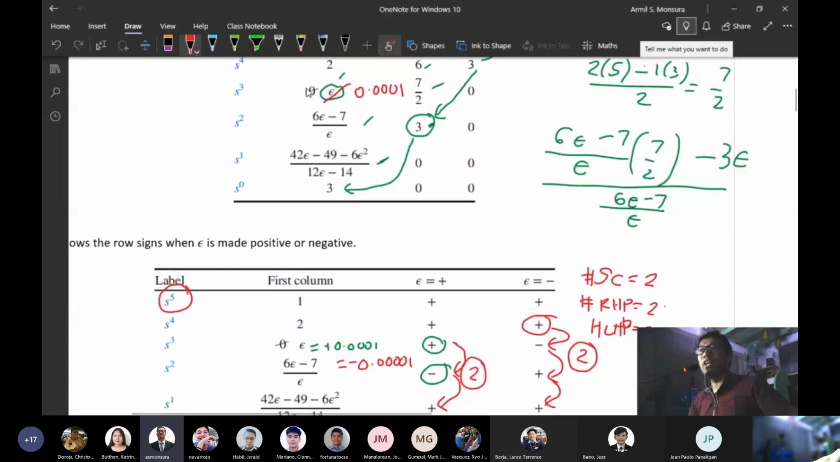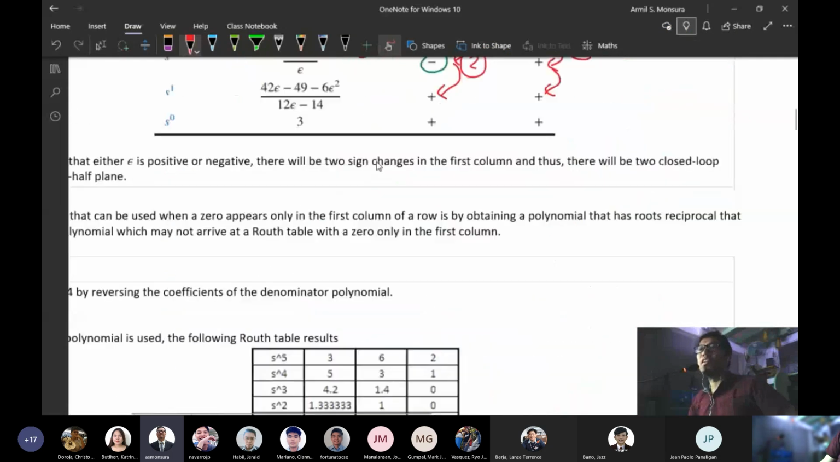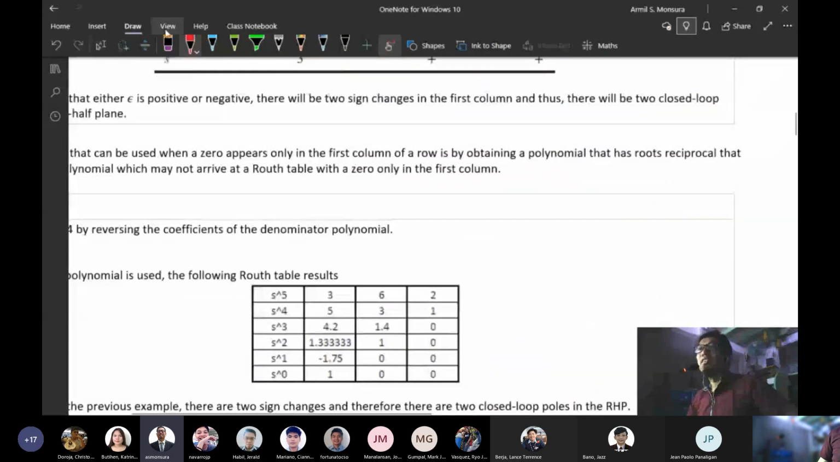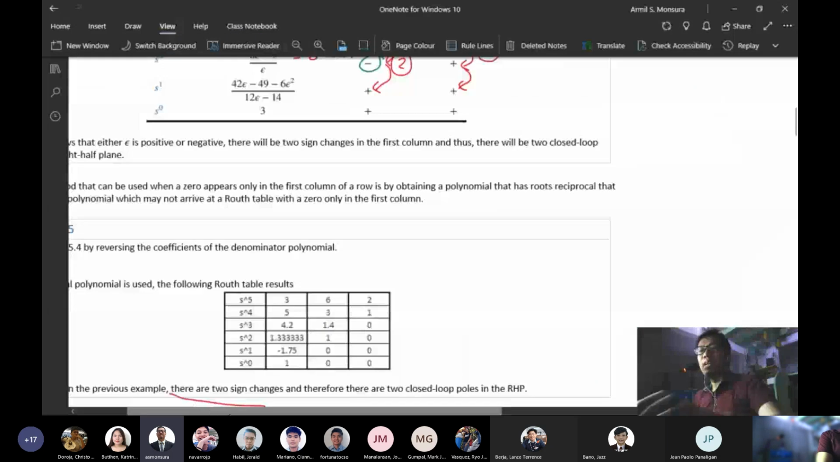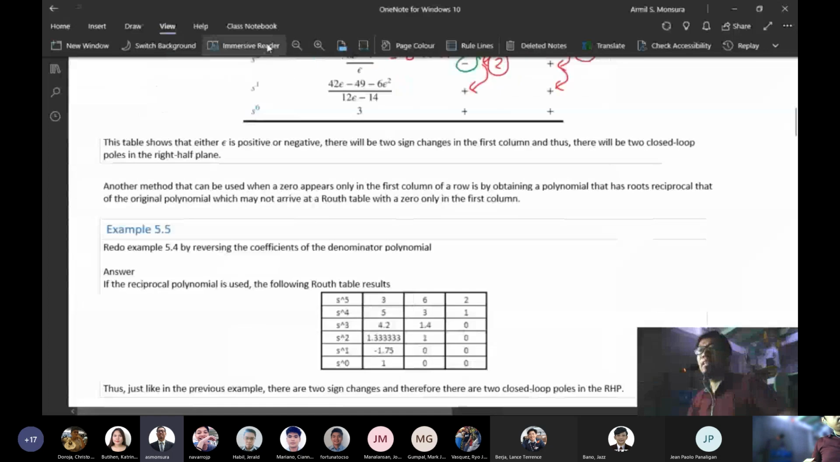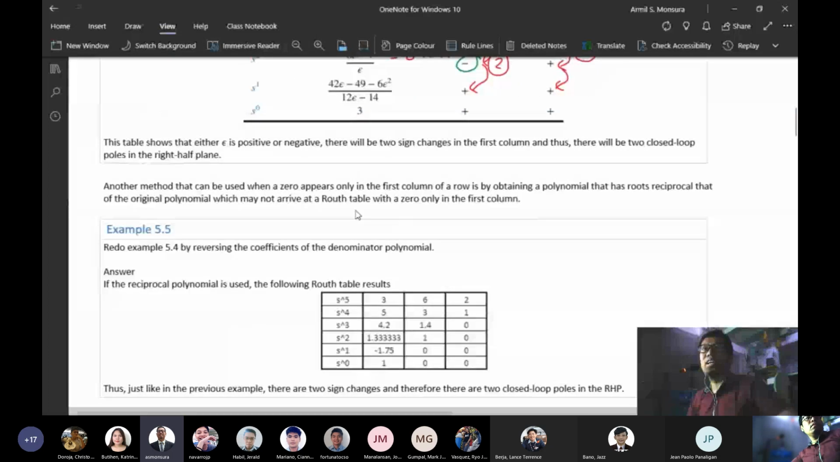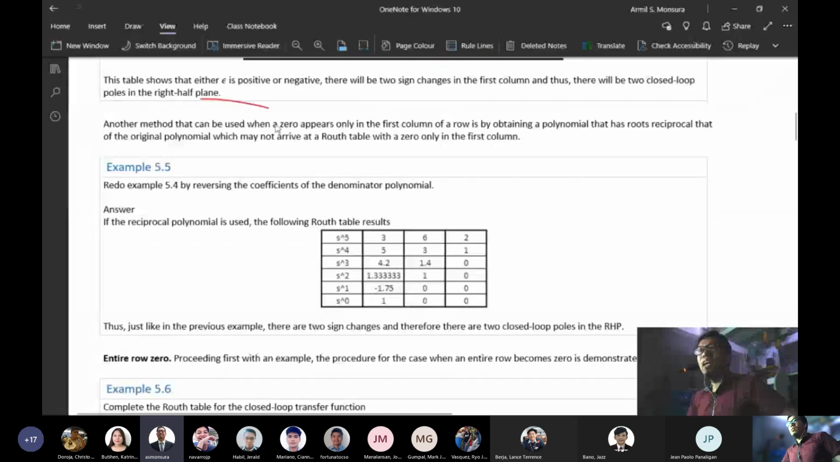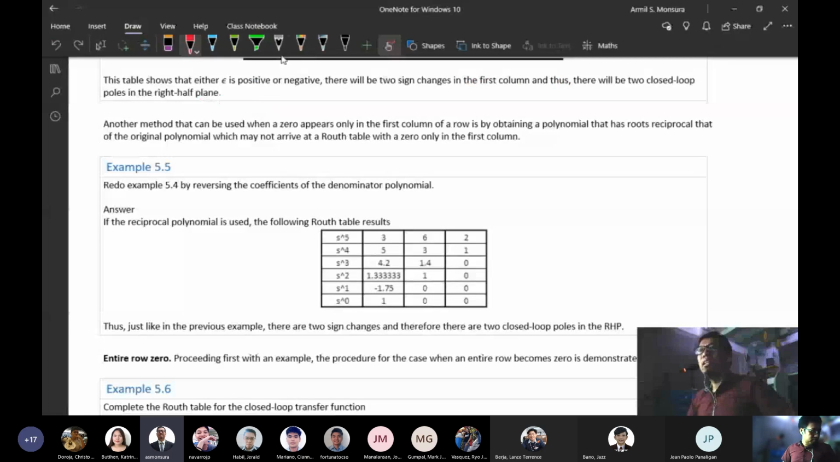Case na may zero tayo only in the first column. May alternative way of actually solving that case. That is, we obtain a polynomial that has roots reciprocal of the original polynomial, which may not arrive at a route table with a zero only in the first column.